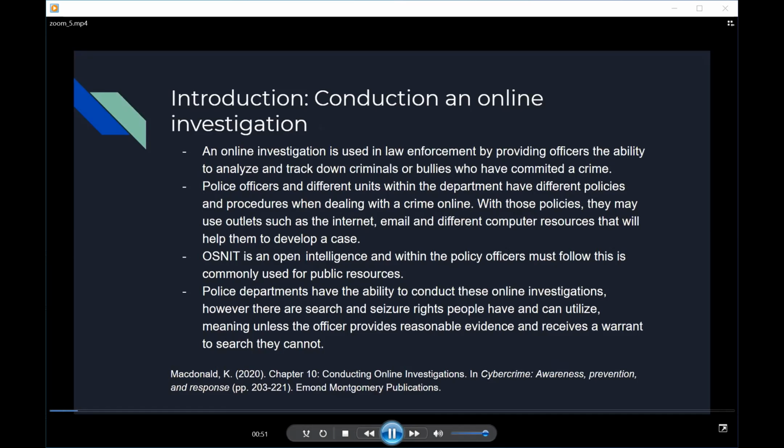Open source intelligence is an open intelligence, and within the policy the police officer must follow, it is commonly used for public resources. Police departments have the ability to conduct these online investigations. However, there are search and seizure rights people have and can utilize, meaning unless the officer provides reasonable evidence and receives a warrant to search, they cannot.